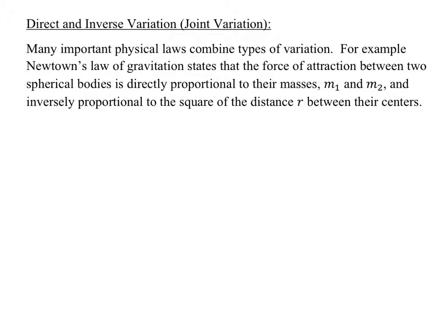So here we have Newton's law of gravitation, which says that the force of attraction between two spherical bodies is directly proportional to their masses, and inversely proportional to the square of the distance r between their centers. So here's what we have. We've got one mass over here. We've got another mass, a smaller mass, right over here. The distance from center to center is r. Okay? That's the distance r. This is m1. This is m2.